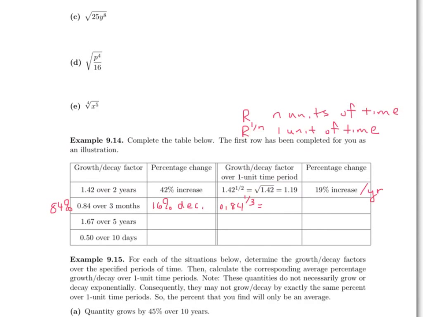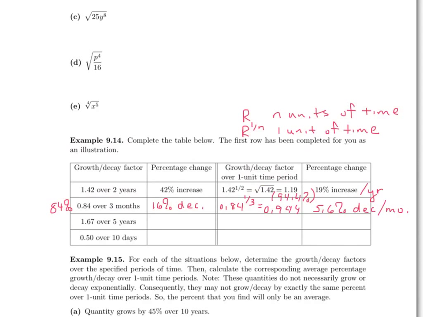If we work this out on our calculator, we arrive at an approximate value of 0.944. Now remember, a factor like this represents the percentage remaining, so we're really talking about 94.4% remaining. So after a 1-month period, we have 94.4% remaining, which means we've actually lost 5.6%. So we've experienced a 5.6% decrease, and this would be per month.